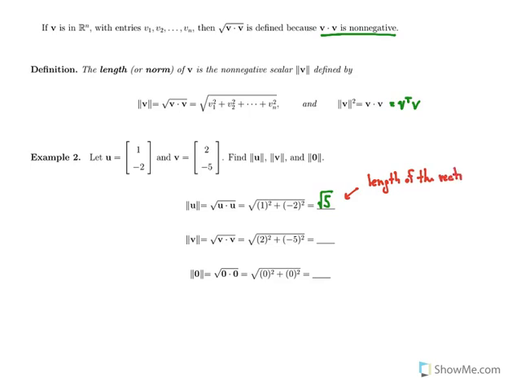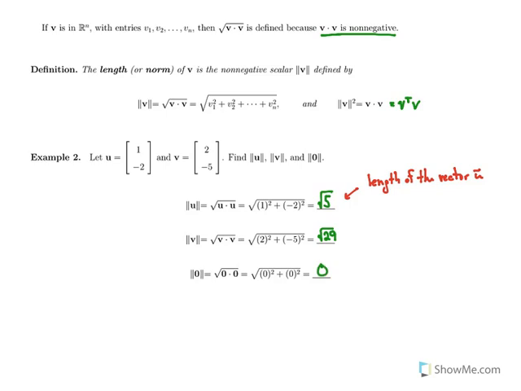And it is really the length, how you want the length to be. If we drew the vector u, we took a ruler to it, it would have a length of square root of 5 units. For v, this would be the square root of 29. And then note for 0, we have the dot product of 0 times 0 and square root. That's just the sum of 0 squared.